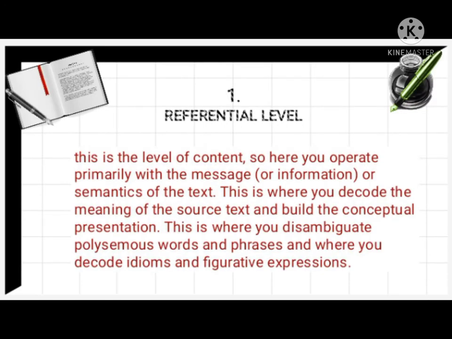Referential level, this is the level of the contents, so here you operate primarily with the message or information or semantics of the text. This is where you decode the meaning of the short text and build the conceptual presentation. This is where you distribute polysemous words and phrases and where you decode idioms and figurative expression.